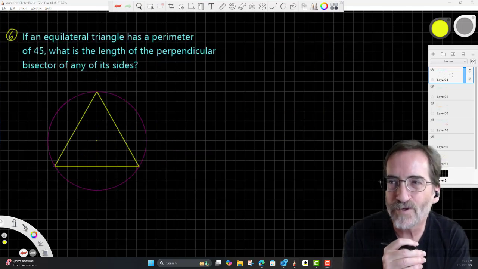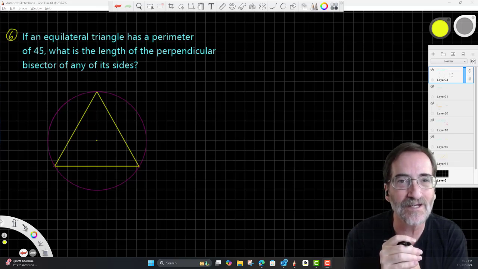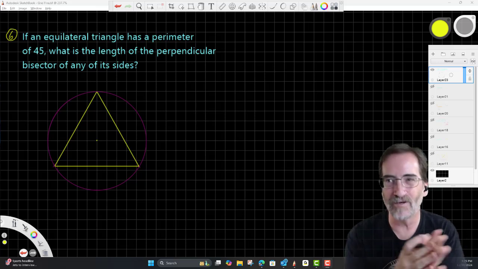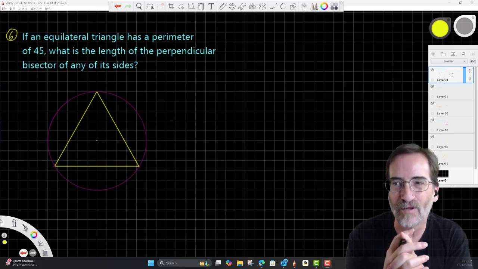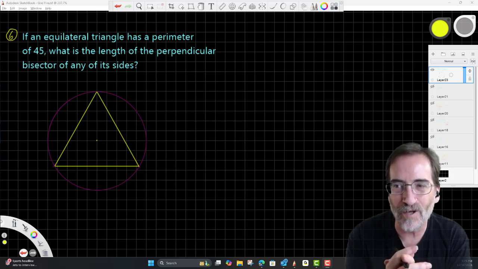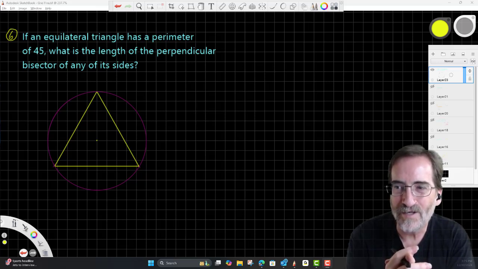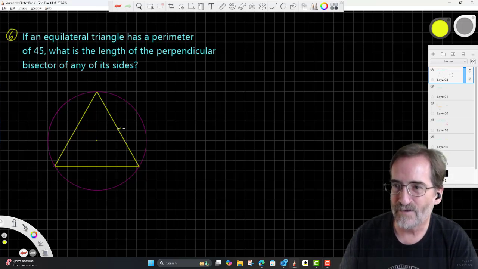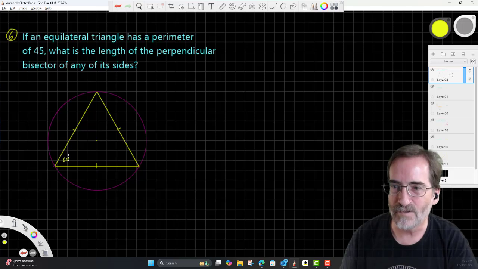Number 6, if an equilateral triangle has a perimeter of 45, what is the length of the perpendicular bisector of any of its sides? Well, there's a lot of vocabulary to parse out in there. Equilateral, first of all, means all sides are the same length. So I've drawn an equilateral triangle. Last semester, you may recall, we did a construction of an equilateral triangle in a circle. So I used the circle to draw it. And equilateral, all those sides are the same. So this side is the same as this side is the same as this side. All 3 sides are the same. All 3 angles are 60 degrees.